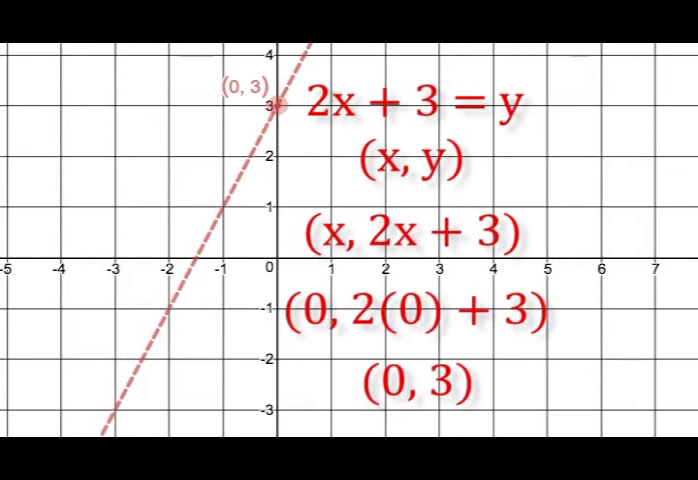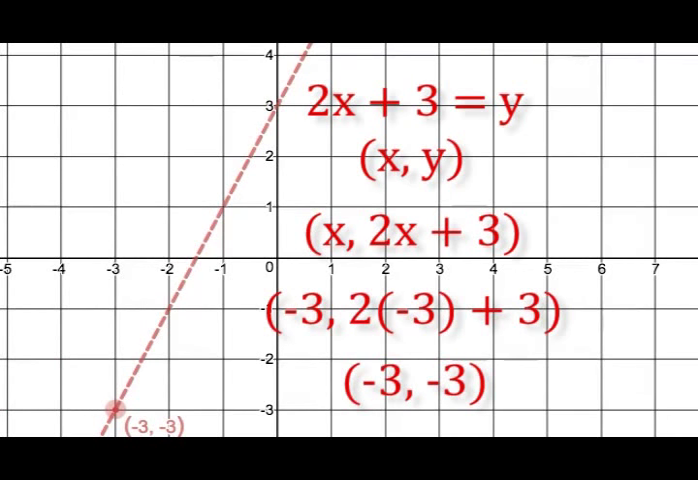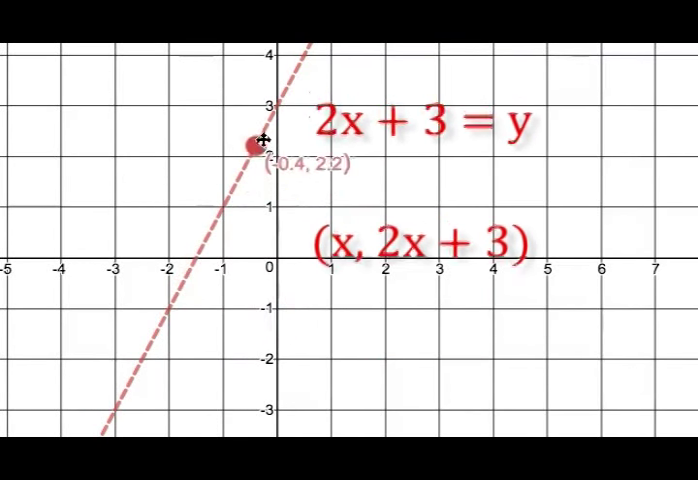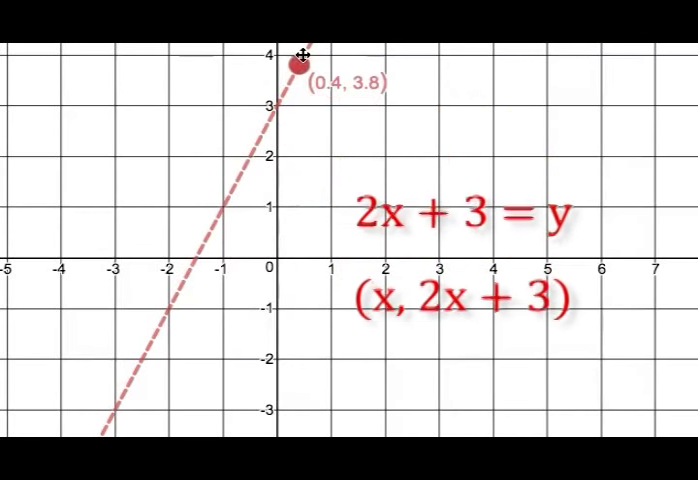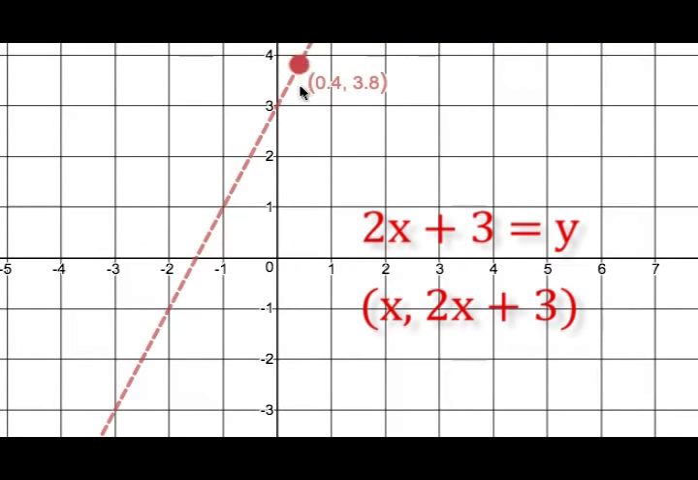At 0, 3, when x is equal to 0, I multiply 0 by 2 and add 3, and what do I get? But 3. And it works down here as well. If I take the point -3, -3, I can see that it satisfies that as well. And so really what happens is if I take any point along this line, and there are infinitely many of them, every single one of those points has the y value equal to 2 times the x value plus 3.